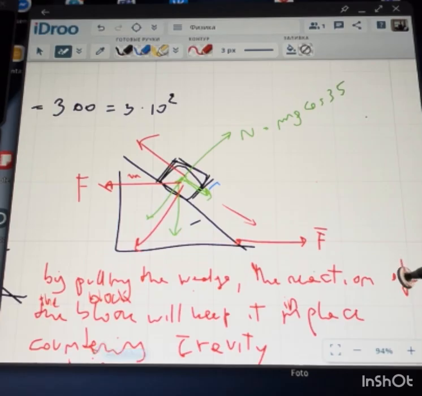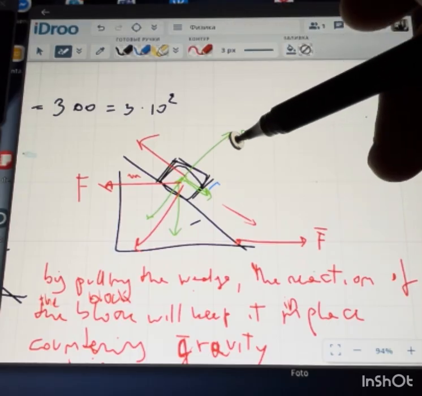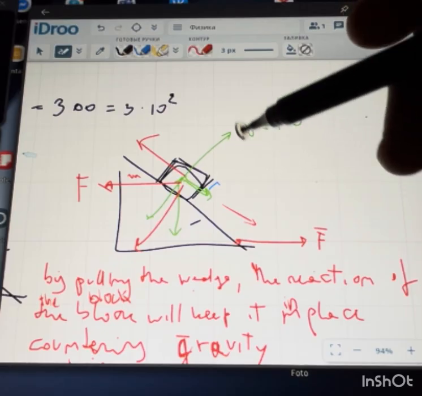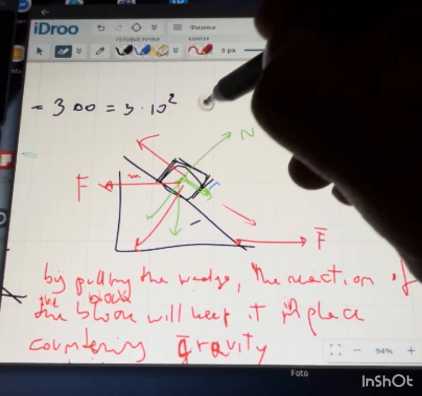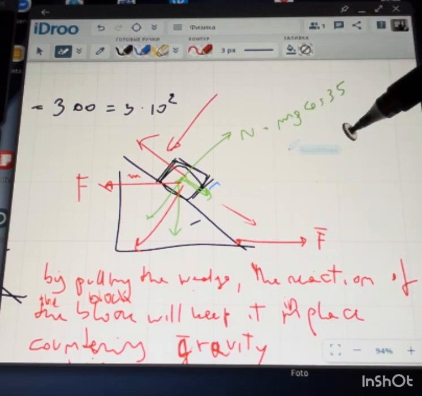And how much is that force? It will be the opposite of the force of gravity on this object. Exactly. So how much is this one? Negative 9.8 times the mass. This is the reaction to the force of the wedge, not gravity. Gravity is easy.